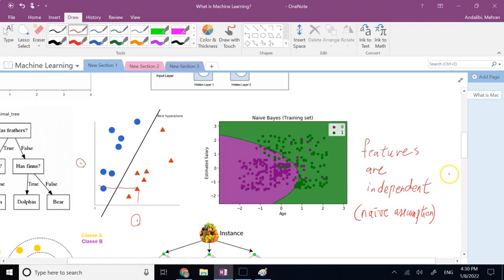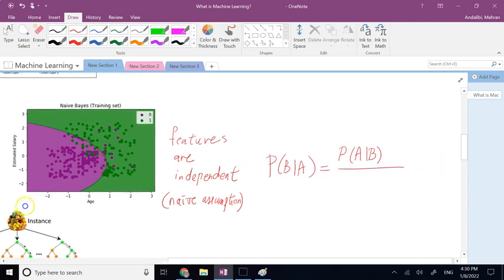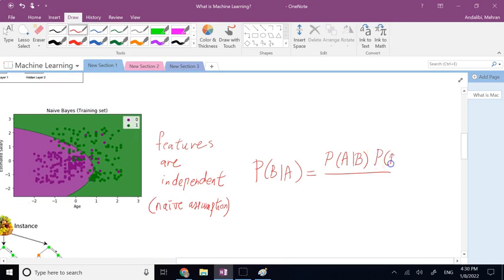So it uses the Bayes theorem, and the Bayes theorem says P of B given A is equal to P of A given B, times P of B divided by P of A. The proper interpretation of that we will postpone to the next video, but this is what we call the Bayes theorem.